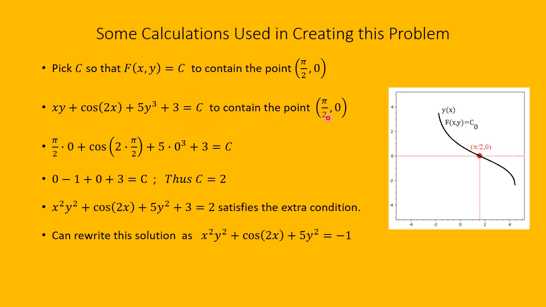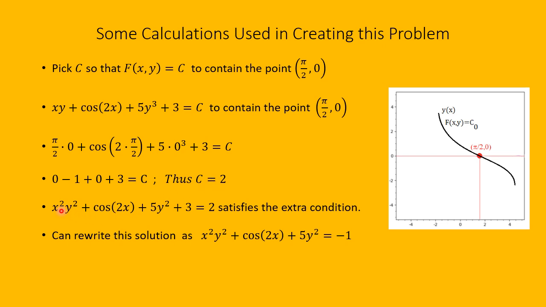So we'll plug x equals pi over 2, y equals 0 into this side, and we have pi over 2 times 0 plus cosine 2 times pi over 2 plus 5 times 0 cubed plus 3 equals c. This term is 0. Cosine of pi is minus 1. 5 times 0 cubed is 0. Plus 3 equals c. So we have minus 1 plus 3 equals c. So c has to equal 2.